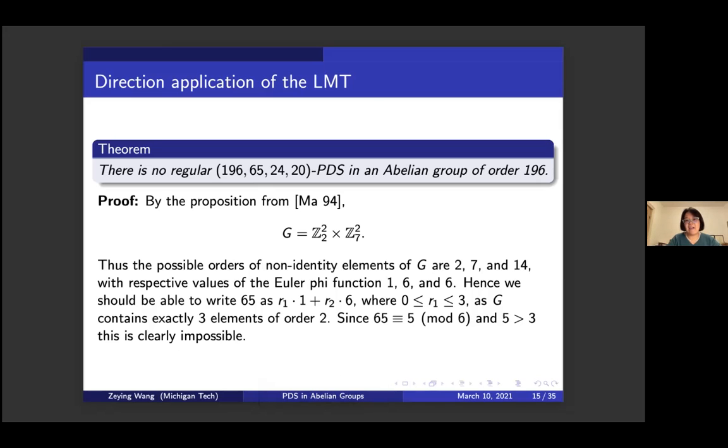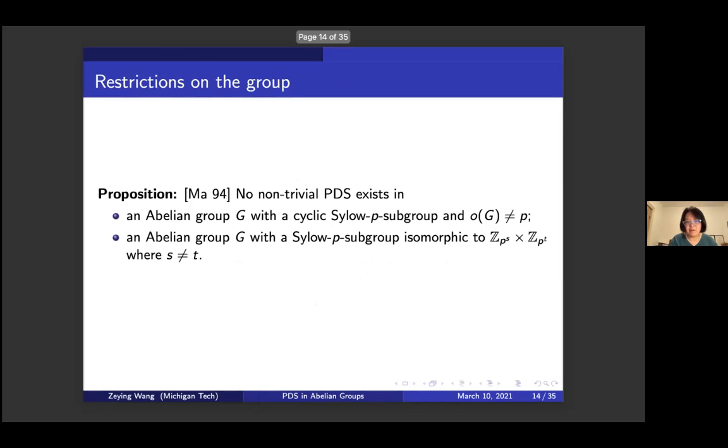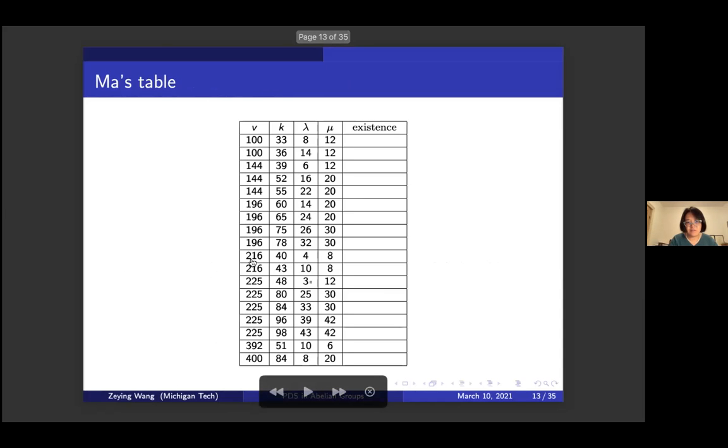So I can only talk about the PDS. We have cases here. For example, I think it's this parameter, either this one or the one below, we can prove that there's no regular PDS in an abelian group. But they do have strongly regular graphs. I think that was a very recent paper. They did construct a strongly regular graph with this parameter, but we don't have partial difference sets in the abelian group.